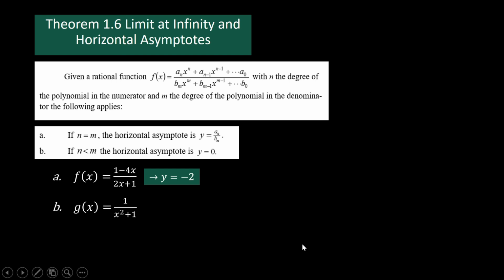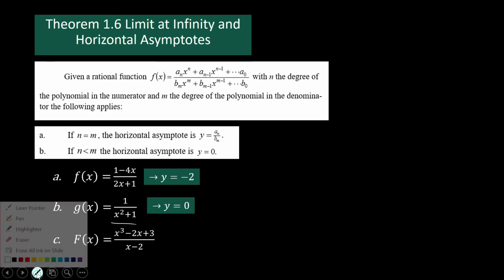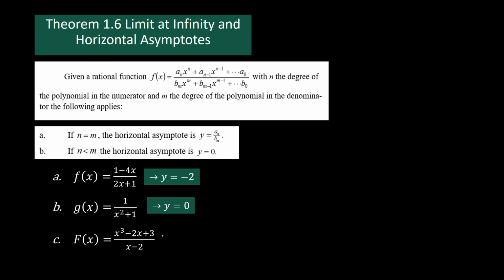The degree of our numerator is 0, and the degree of our denominator is 2. And so this is telling us that the horizontal asymptote is the line y is equal to 0. How about this one? The degree of our numerator is 3, and the degree of our denominator is equal to 1. And so this one does not give us a horizontal asymptote.